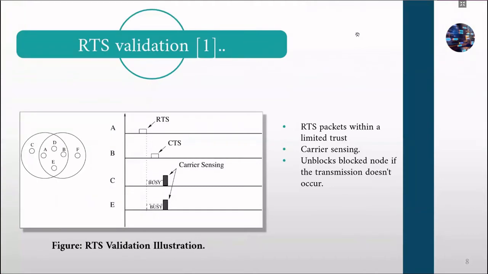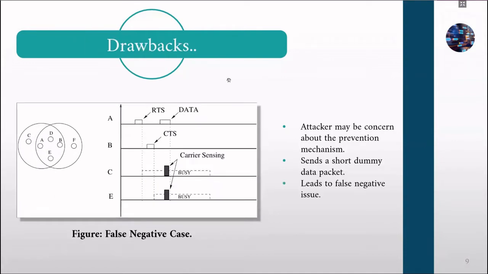In RTS validation, RTS packets are viewed with a restricted trust. In other words, the system senses the carrier at the starting time of the sender's data transmission and unblocks the blocked node if there happens no data transmission at that time. There are some drawbacks in this. Attackers might be concerned about the prevention mechanism, and therefore attackers can send a short dummy small sized data packet to get rid of being doubtful, resulting in creating false negative issues.